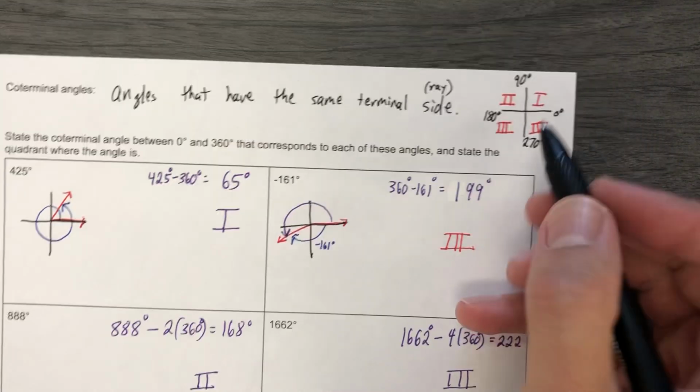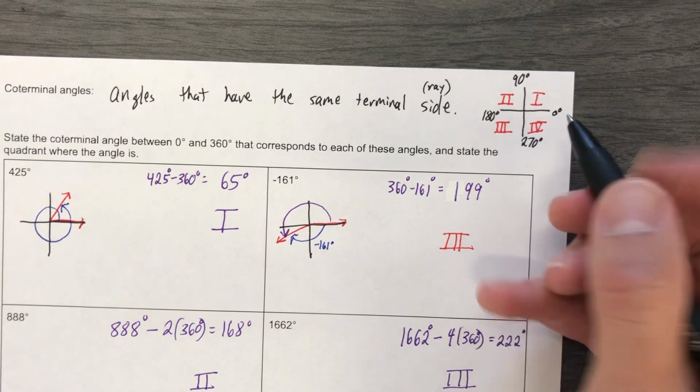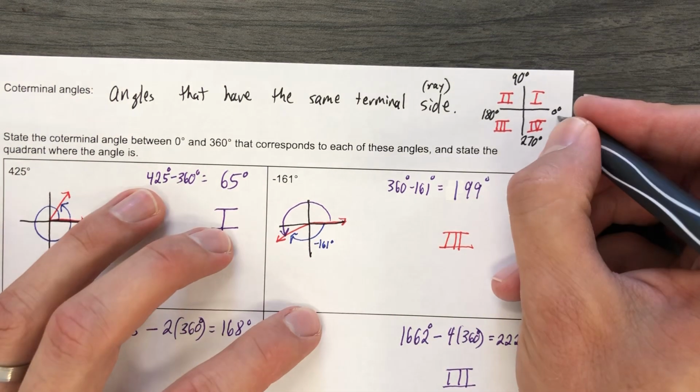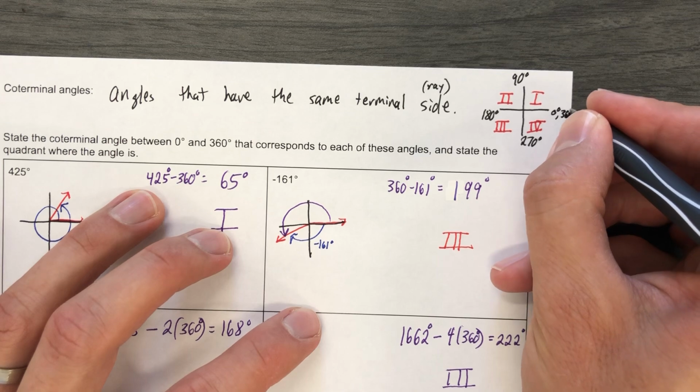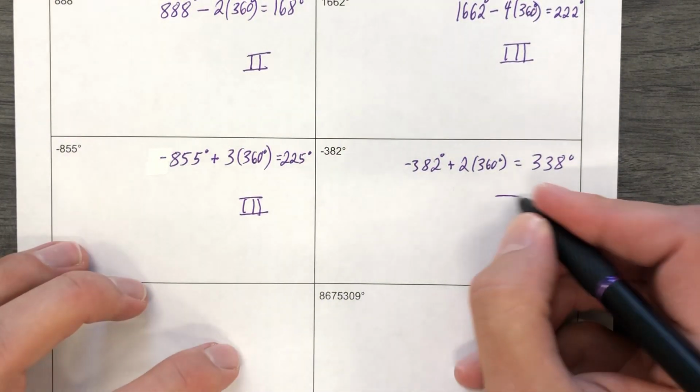338 is between 270 and 0 degrees, which is 360. If you wanted to, you could say this is 0. It's also 360 degrees, and therefore we are in quadrant 4 now.